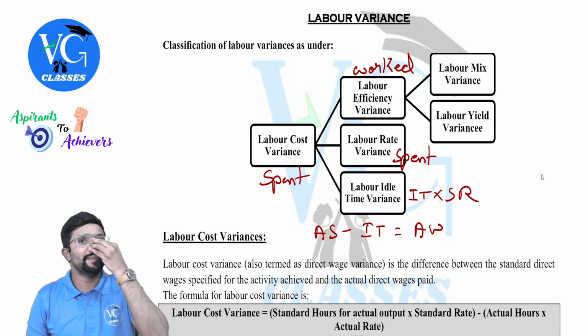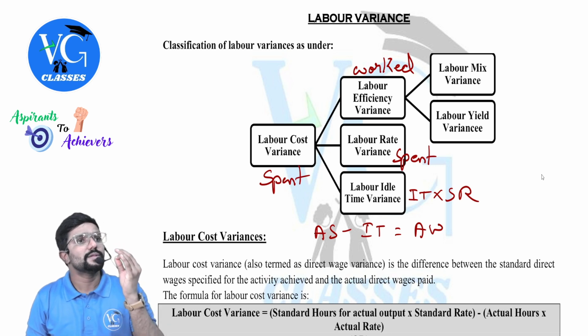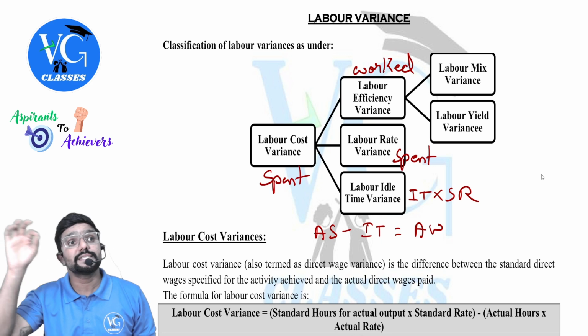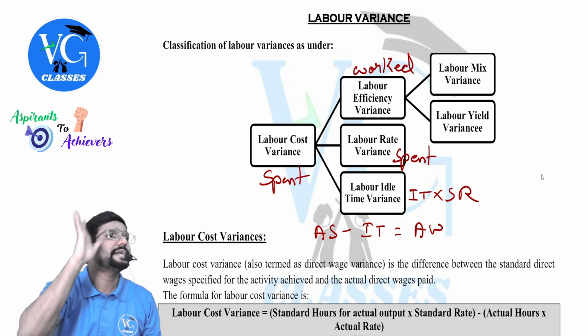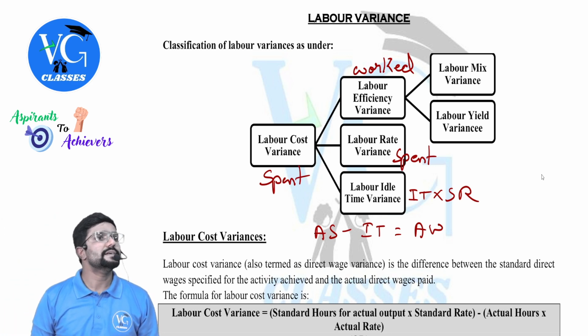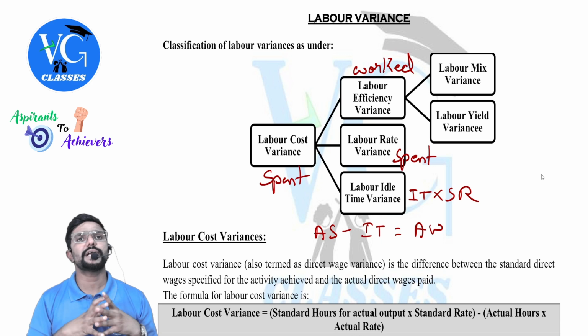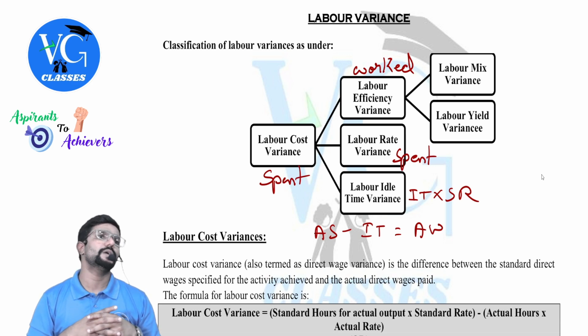Then coming to labor yield variance. What is the formula? Standard hours for actual output minus revised standard hours into standard rate. And guys, here rate will always be per hour. Whether it is actual rate or standard rate, it will be per hour.